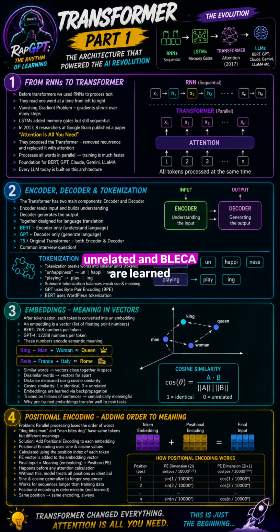Embeddings are learned during training through backpropagation. The model adjusts these numbers after seeing billions of sentences. After training, the vectors become semantically meaningful. This is why pre-trained embeddings transfer well to new tasks.